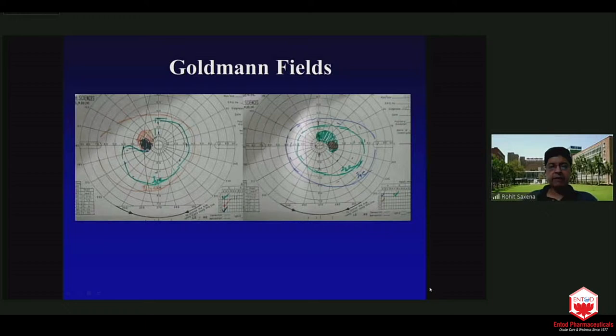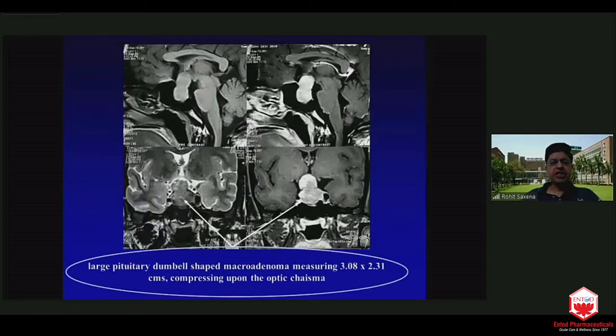of course, and map fields. I'm showing you Goldmann fields, not so commonly done now, but they help us understand the field defect very clearly. When we place the right field in front of the right eye and the left field in front of the left eye, you can very clearly make out that there's a developing superior quadrantanopia. So in both sides, the superior temporal areas are gone. The moment you see something like this, it becomes essential that you do neuroimaging. And this patient had a large pituitary tumor.